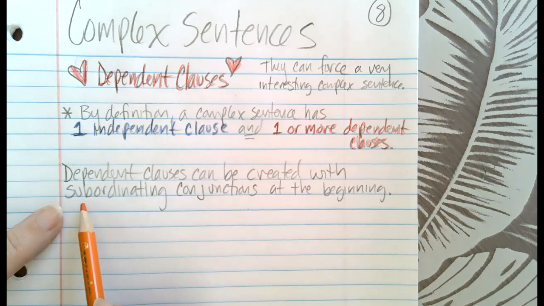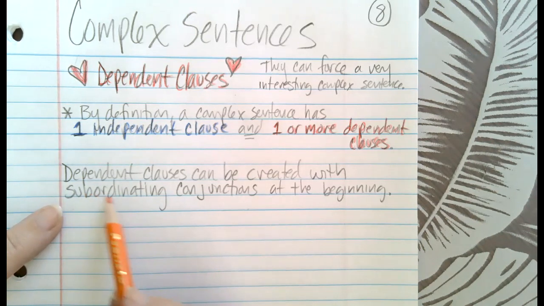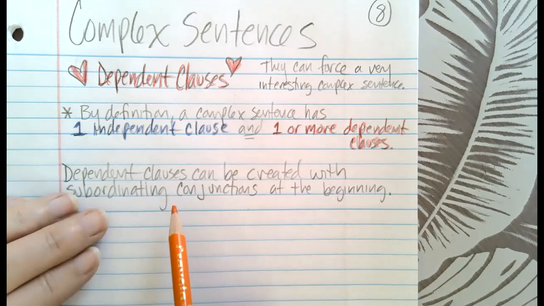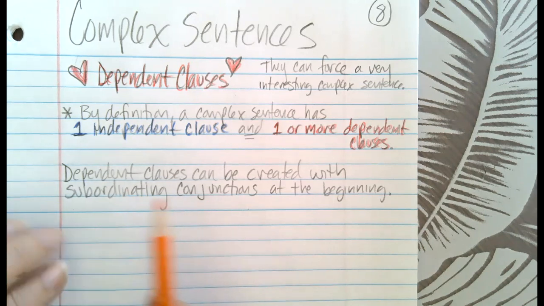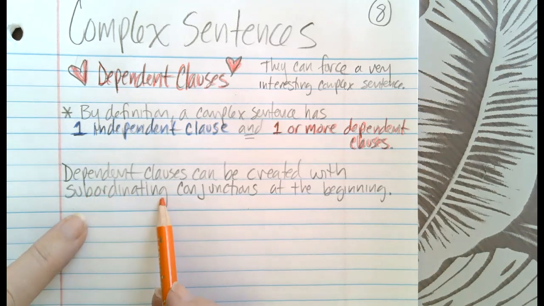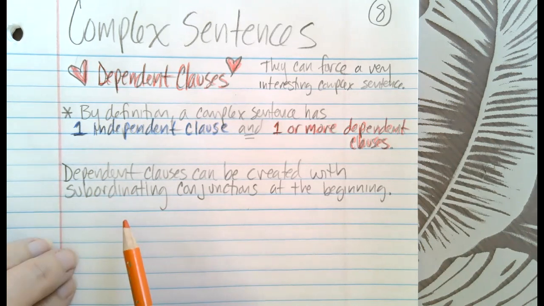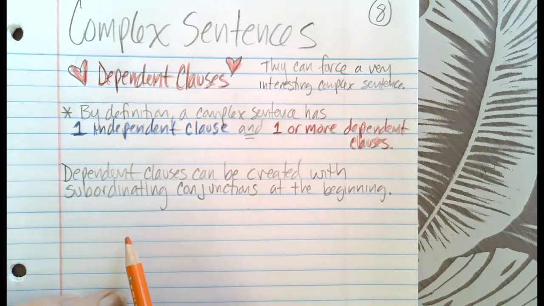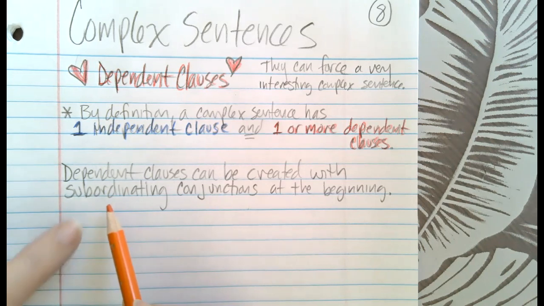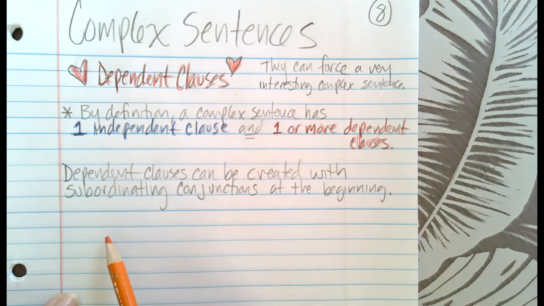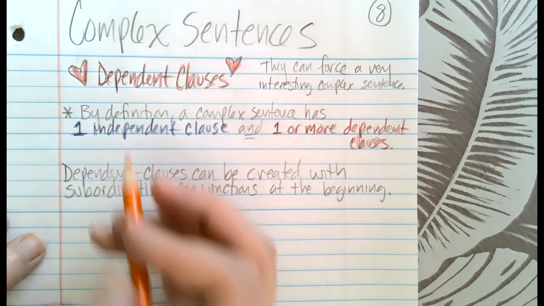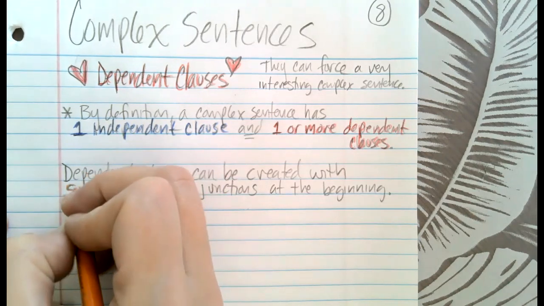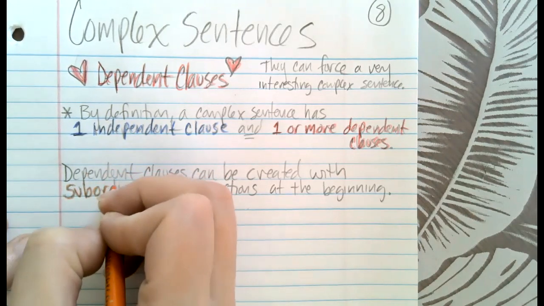Sub meaning below. Okay, so to subordinate means to make something go below in value, essentially, to something else. So a subordinating conjunction is going to take our sentence, if we put it at the beginning, and it's going to make it require something else to work well. So it's subordinating it below something else, essentially. Okay, so we're going to color code those orange. We're going to go over subordinating conjunctions in orange.